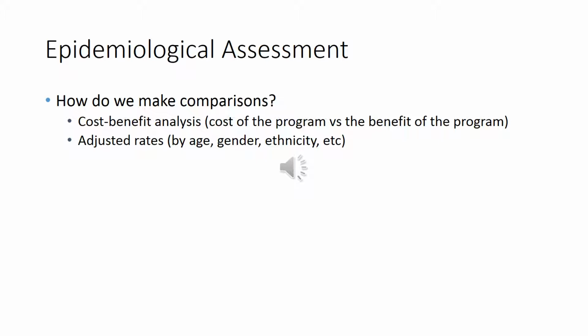So if you looked at mortality from heart disease in Florida compared to mortality in New York, if you didn't do an adjustment by age, it might look like people are dying off like crazy in Florida, but it could be because there are a lot more retired folks in Florida than there are in New York. So we need to use some kind of an adjustment.